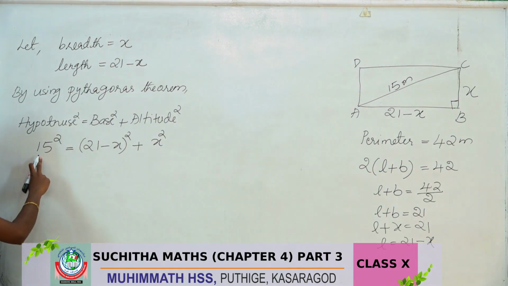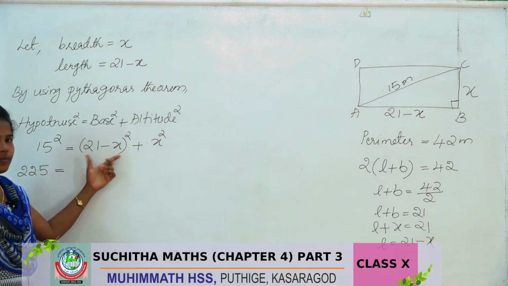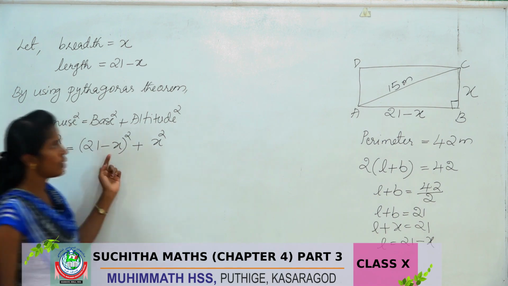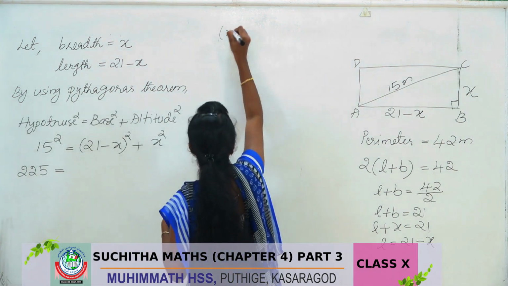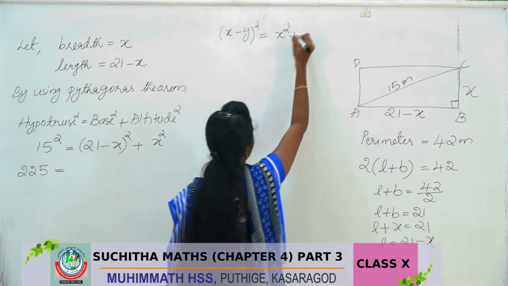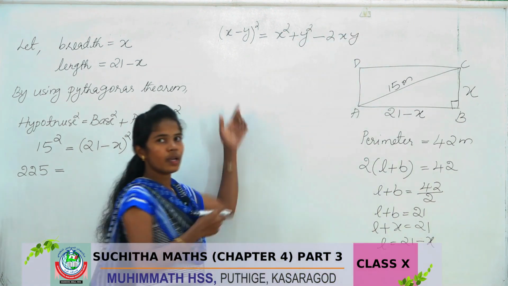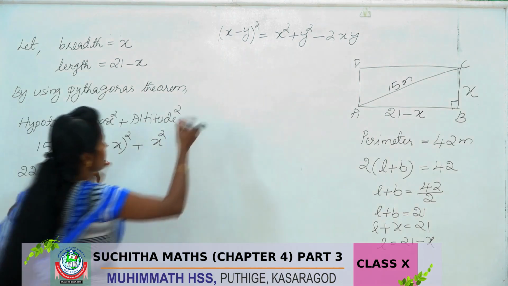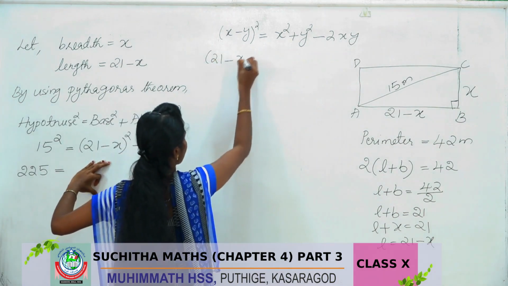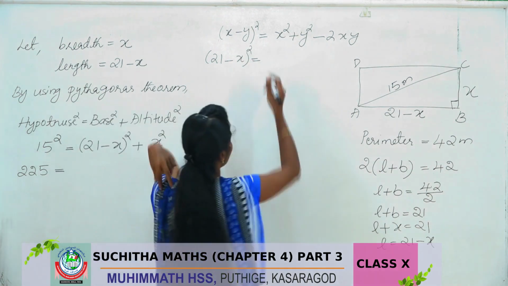Then 15 square is 225. 15 into 15 is 225 equal to, here 21 minus x whole square. It is in the form (x minus y) whole square. What is (x minus y) whole square? (x minus y) whole square is x square plus y square minus 2xy. But here it is 21 minus x whole square, expanded by using this equation.